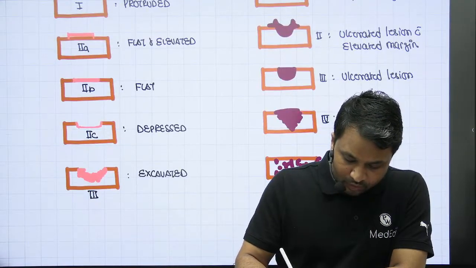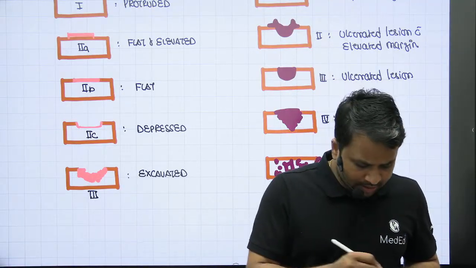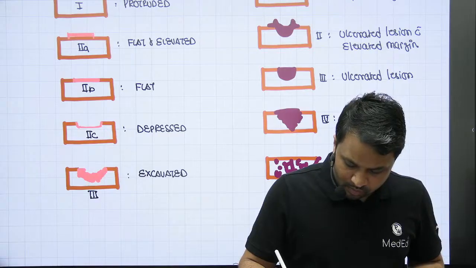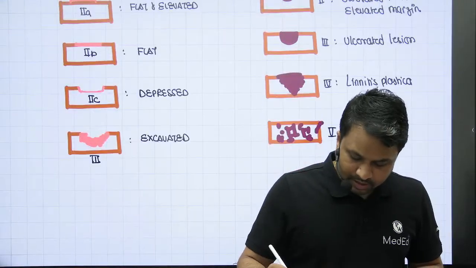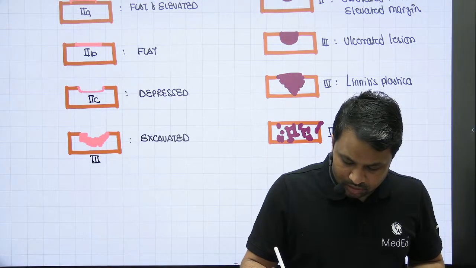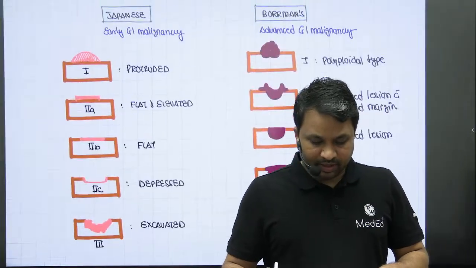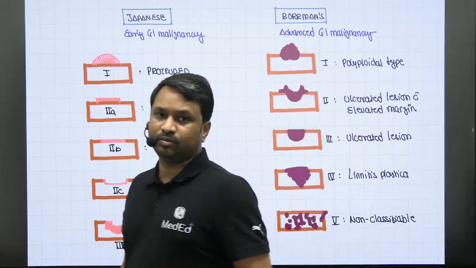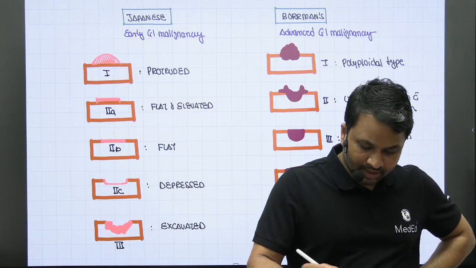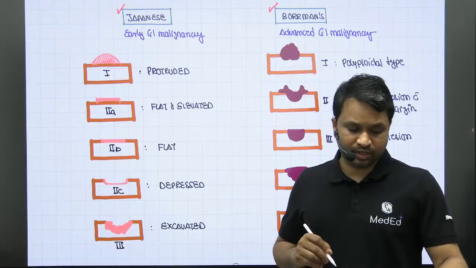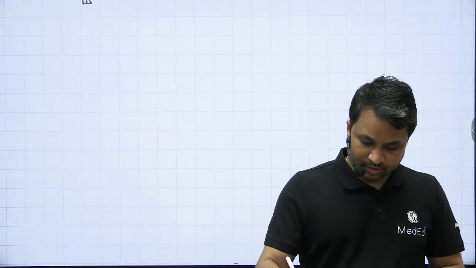Type 4 variety is going to infiltrate the entire wall, and one of the histopathological names that you have is the Linitis plastica. And type 5 is non-classifiable. So this is about the Japanese variety, and this is about the Borrmann's classification. Then comes the TNM classification for CA stomach.